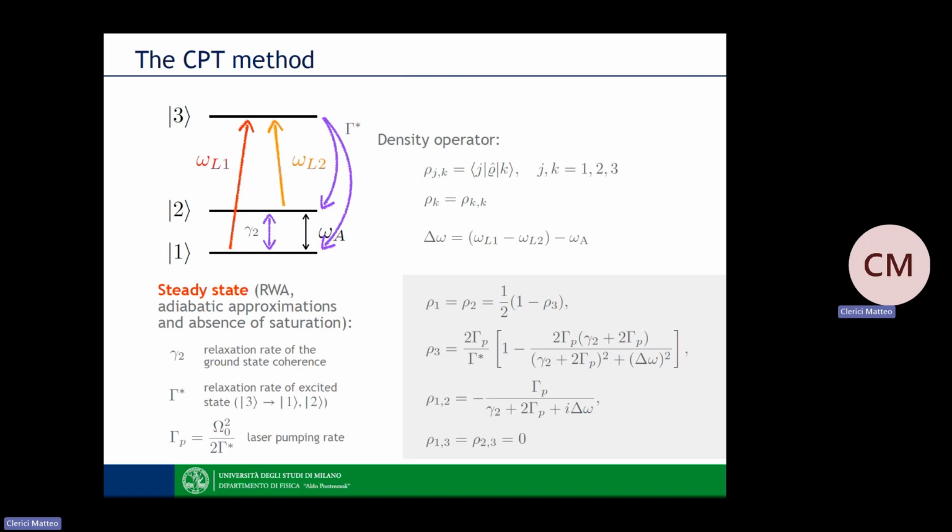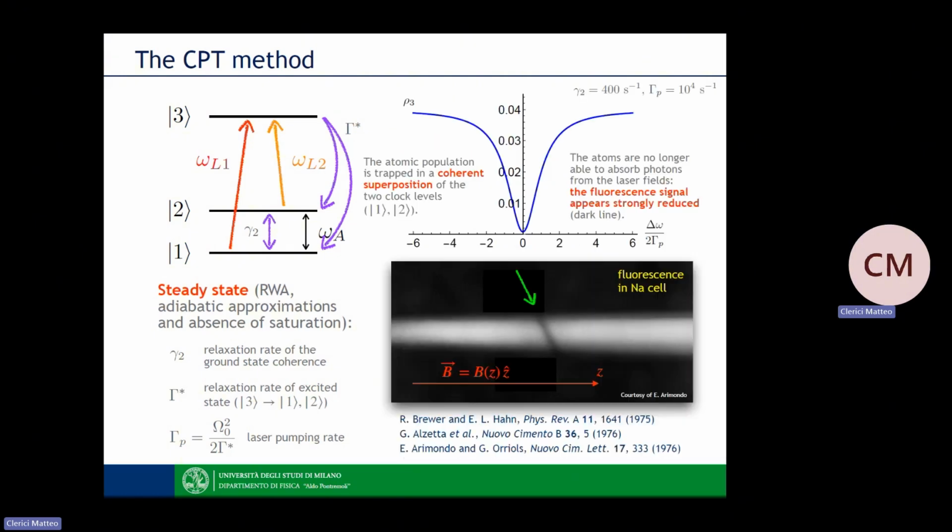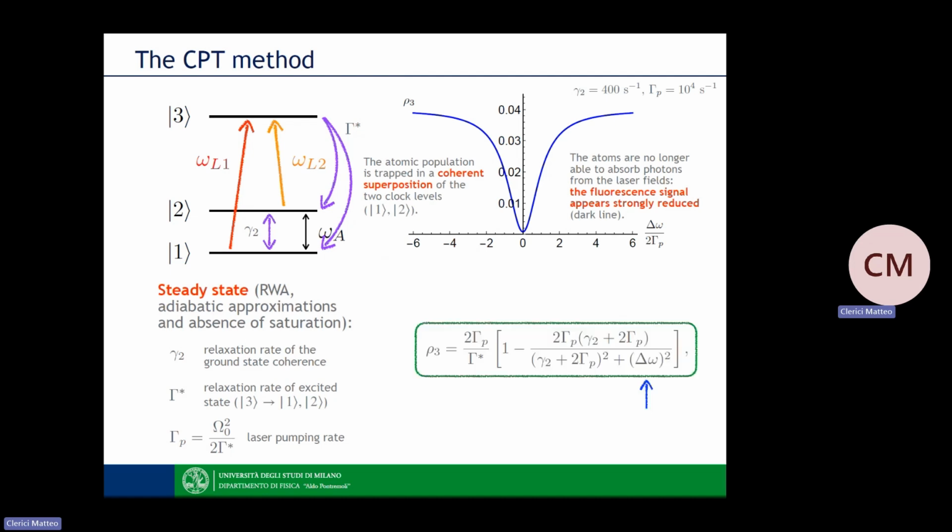In particular, I use the density operator analysis, and we can focus on the population of the third level, which has this behavior here, which goes down almost to 0 when you are at resonance. So when you are at resonance, essentially the fluorescence signal, namely the transition from the third level to the ground state, disappears.